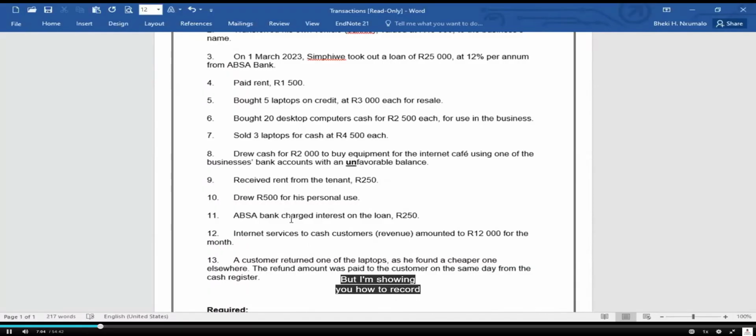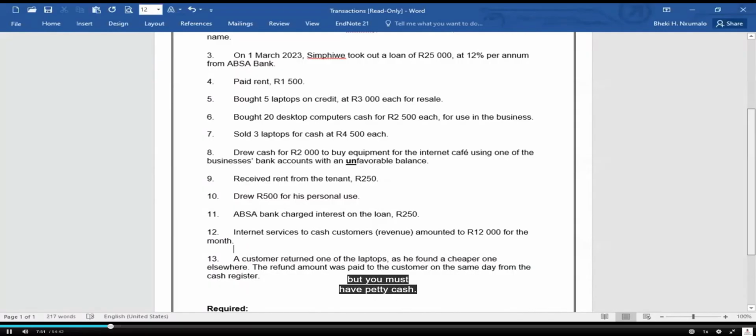Number 12, internet services to cash customers, revenue amounted to 12,000 for the month. Those are customers paying cash. Number 13, a customer returned one of the laptops. He sold laptops, and one customer is not happy with a certain item, or found a cheaper one elsewhere. Now he wants a refund. The refund was paid from the cash register on the same day. That's why when you are running a business, you must have petty cash. You can't keep more than 1,000. It depends on the size of your business, but you must have petty cash.